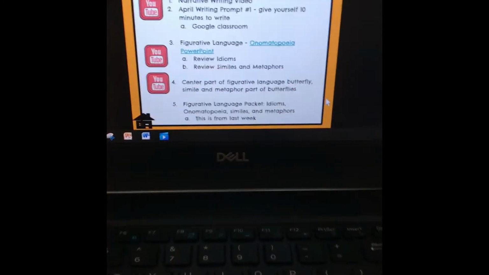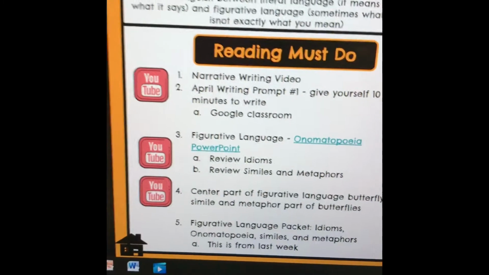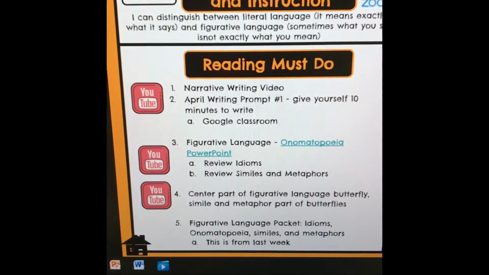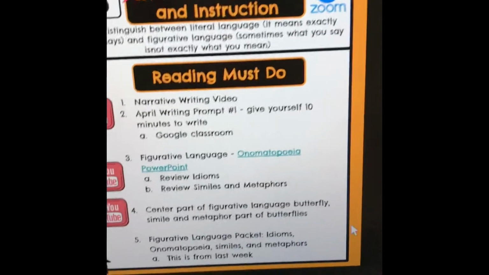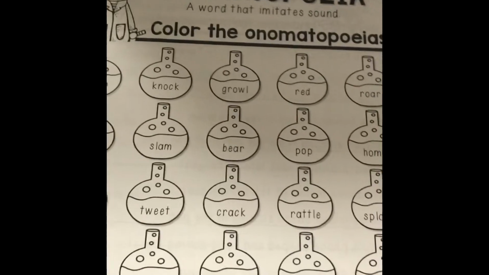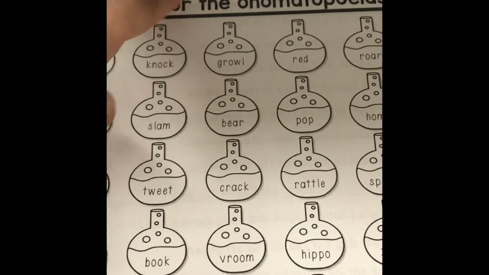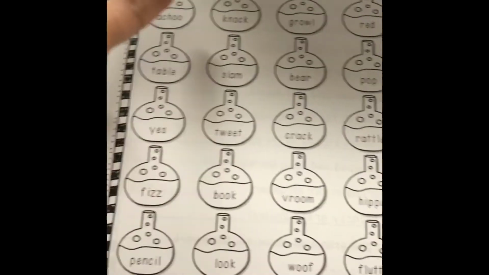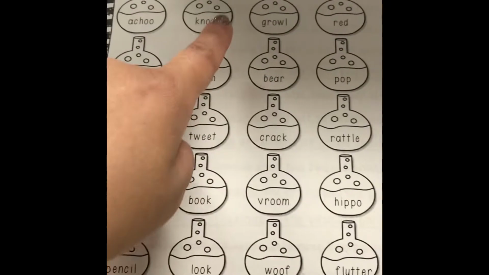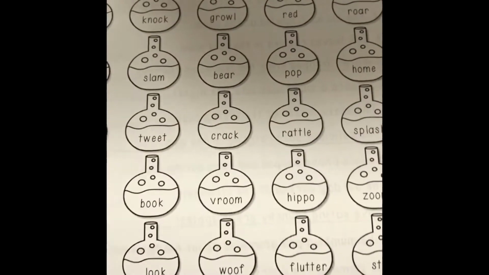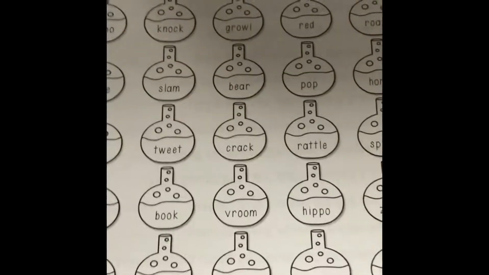Going back to April, then what we're going to do is review what idioms and similes are, and for those we have this packet. So after you watch the slideshow, onomatopoeias tell you a word that imitates the sound. You're going to color the onomatopoeia. So achoo, that's when someone sneezes. So yes, you're going to color that. Knock, definitely. Growl, yep, color that guy. Red doesn't make a sound. It's just a color, so we wouldn't color that. Continue to do the same thing for that.